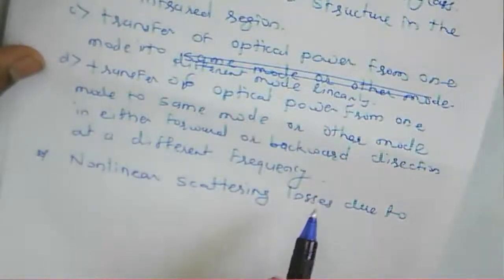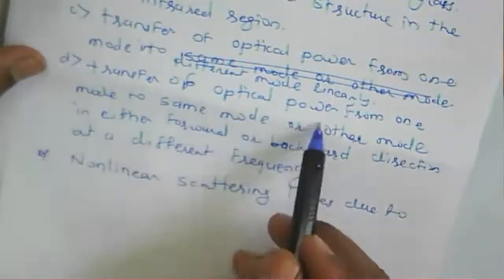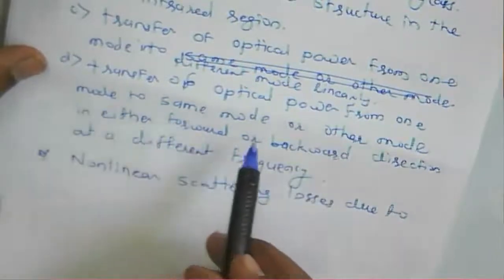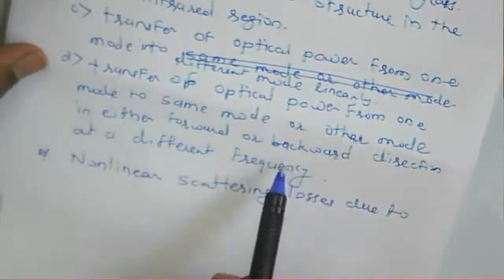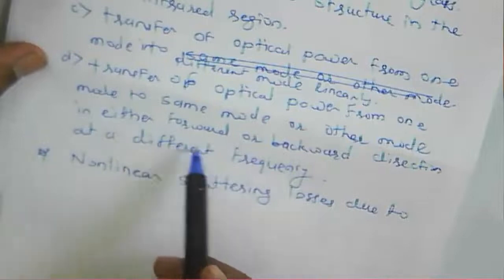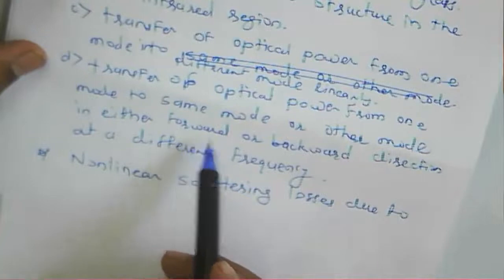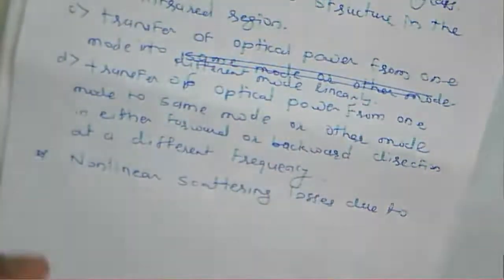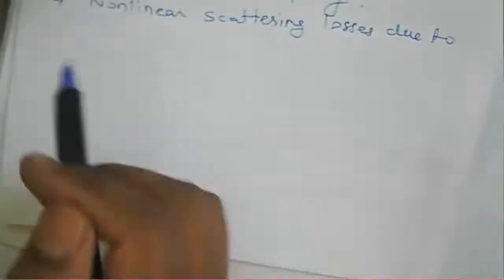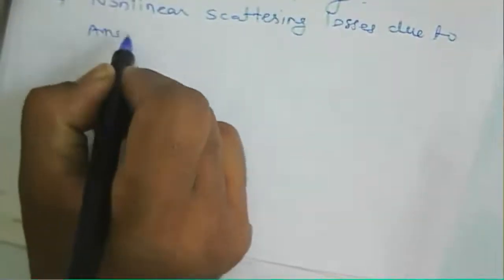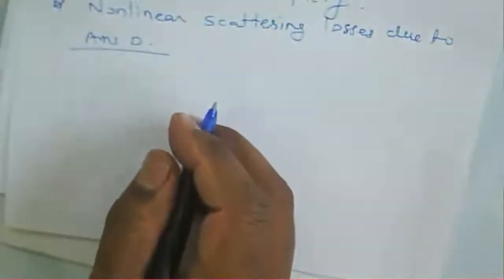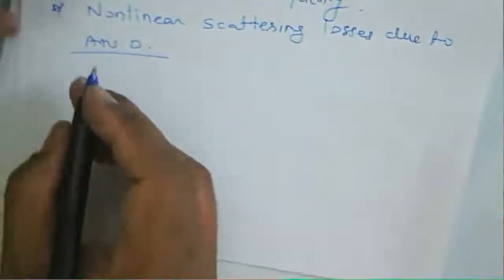Transfer of optical power, right? Correct. It is D, transfer of optical power from one mode to the same mode or other mode, either forward direction or backward direction. That is about scattering. Nonlinear scattering means what? Stimulated Brillouin scattering and Raman scattering. It is about forward or backward. SBS is about backward, Raman scattering is a forward one. That is about nonlinear scattering. The answer is D here. Correct. The next one.